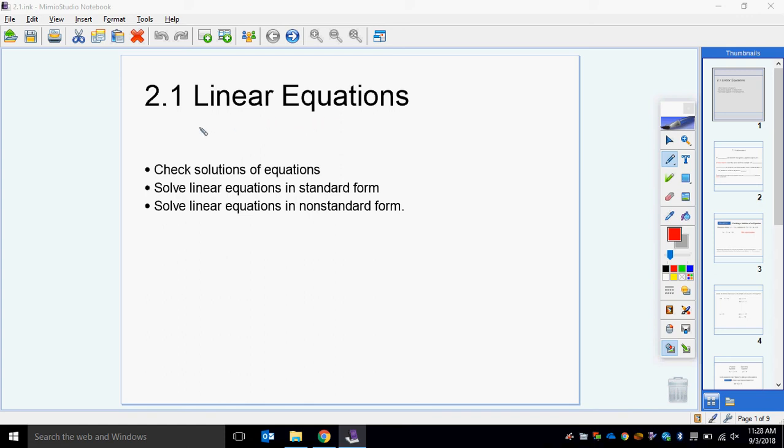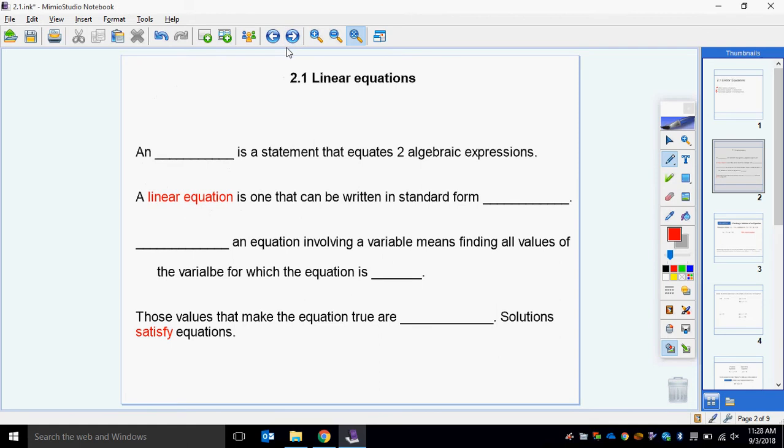Linear equations. It should be a fairly easy review of Algebra 1. We're going to check solutions of equations, solve linear equations in standard form, and then in non-standard form. So let's define: an equation is a statement that equates two algebraic expressions.